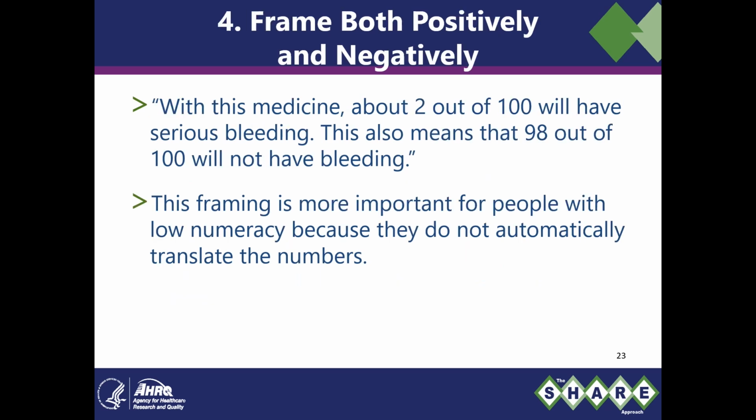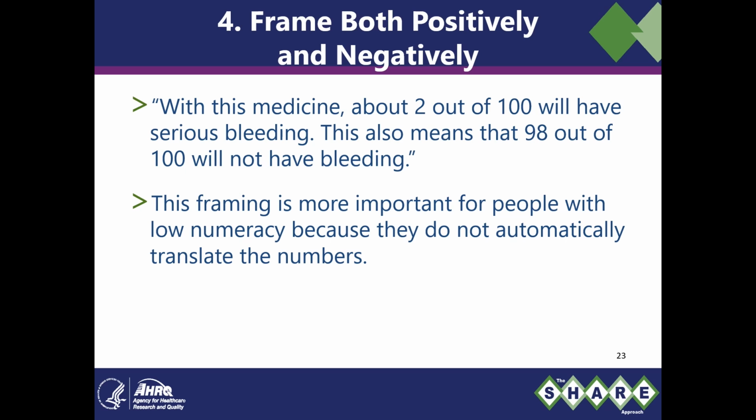The fourth strategy is one that is based on a lot of psychology research. This strategy asks you to frame things both positively and negatively. If you just use the negative framing, then people may focus on that negative outcome and not recognize that there's a positive. Another way to say this would be to say something like, with this medicine, 2 out of 100 will have serious bleeding. This also means that 98 out of 100 will not have bleeding.